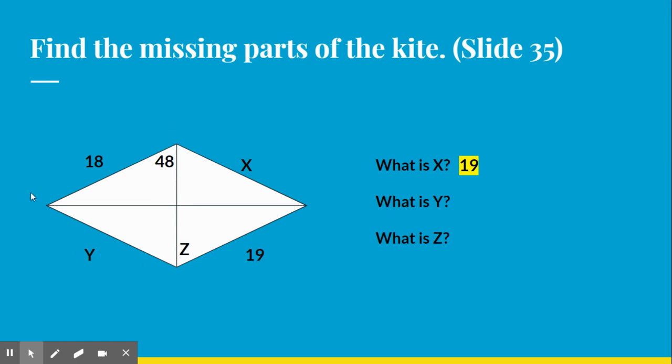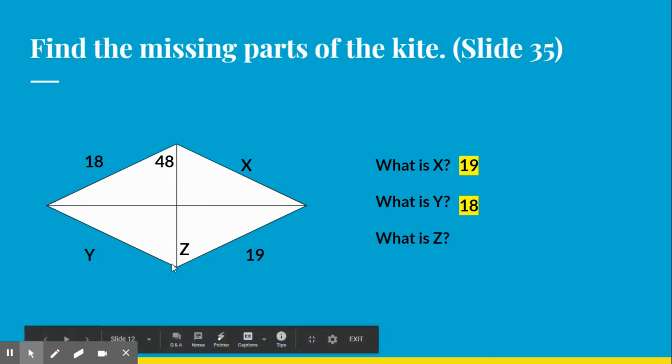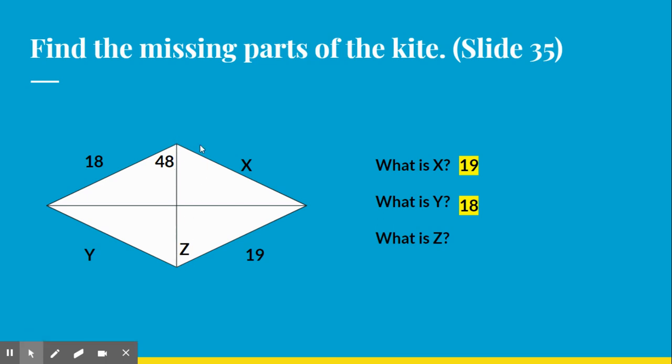What is y? Well, if this side is 18, then this side has to be 18. And then we know opposite angles are congruent, and they're bisected by this diagonal. So if this half is 48, then this half has to also be 48.